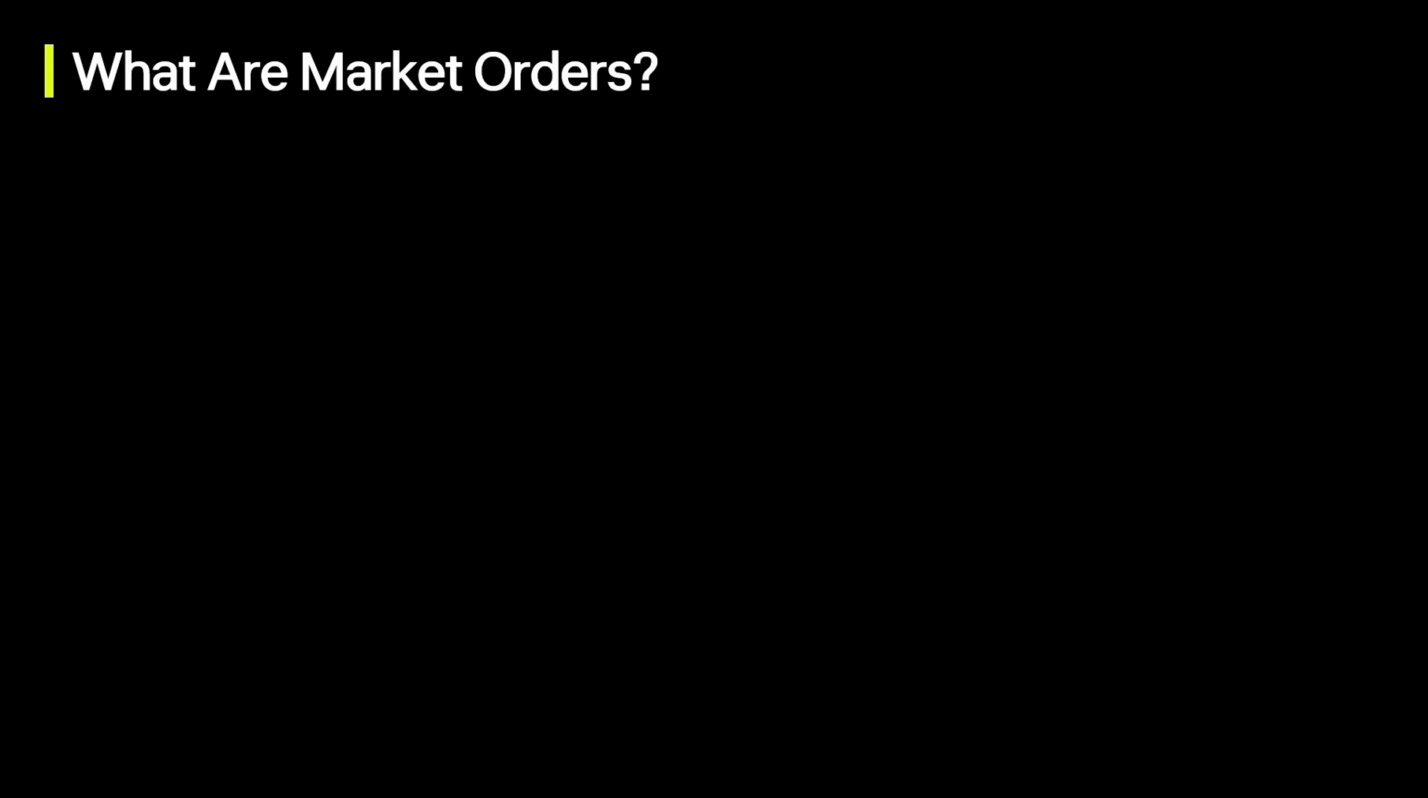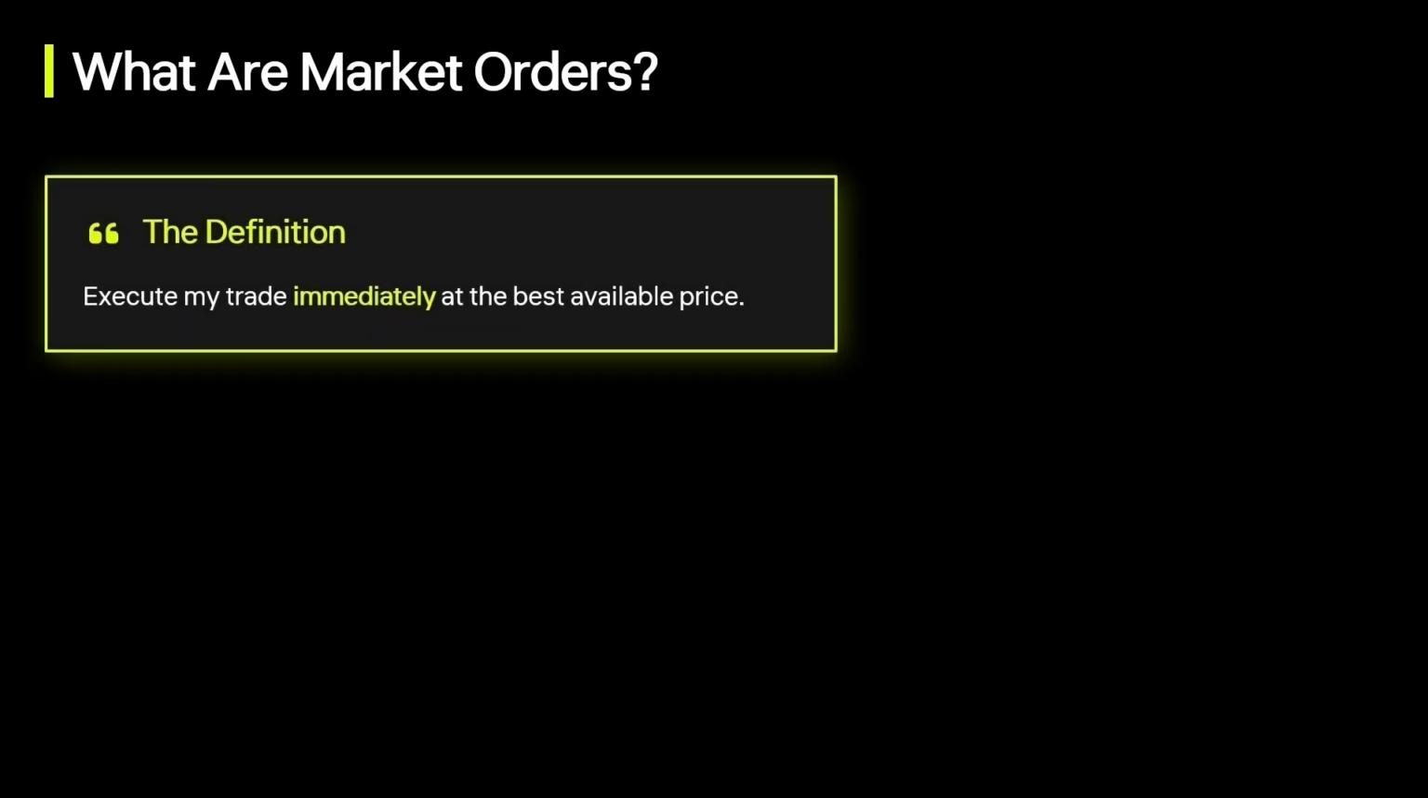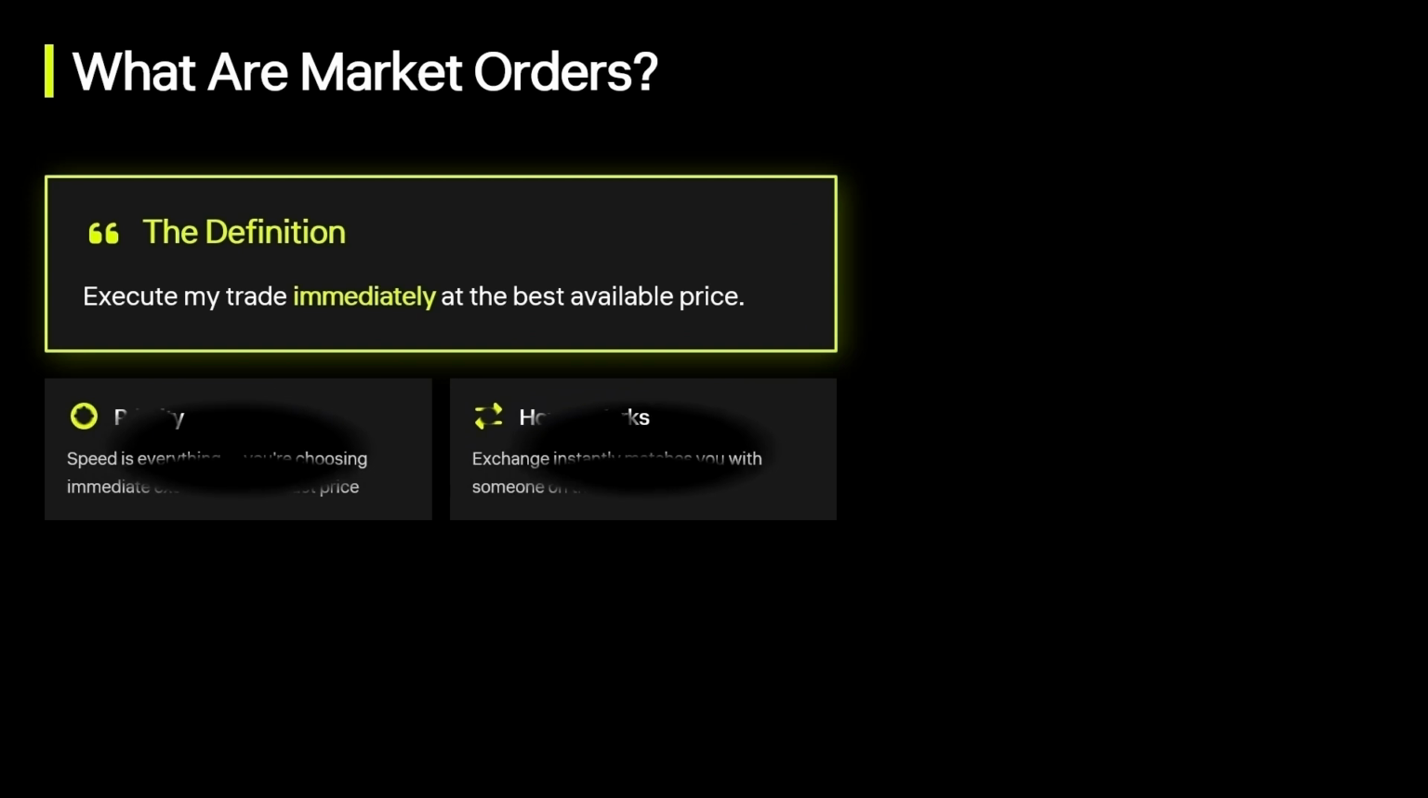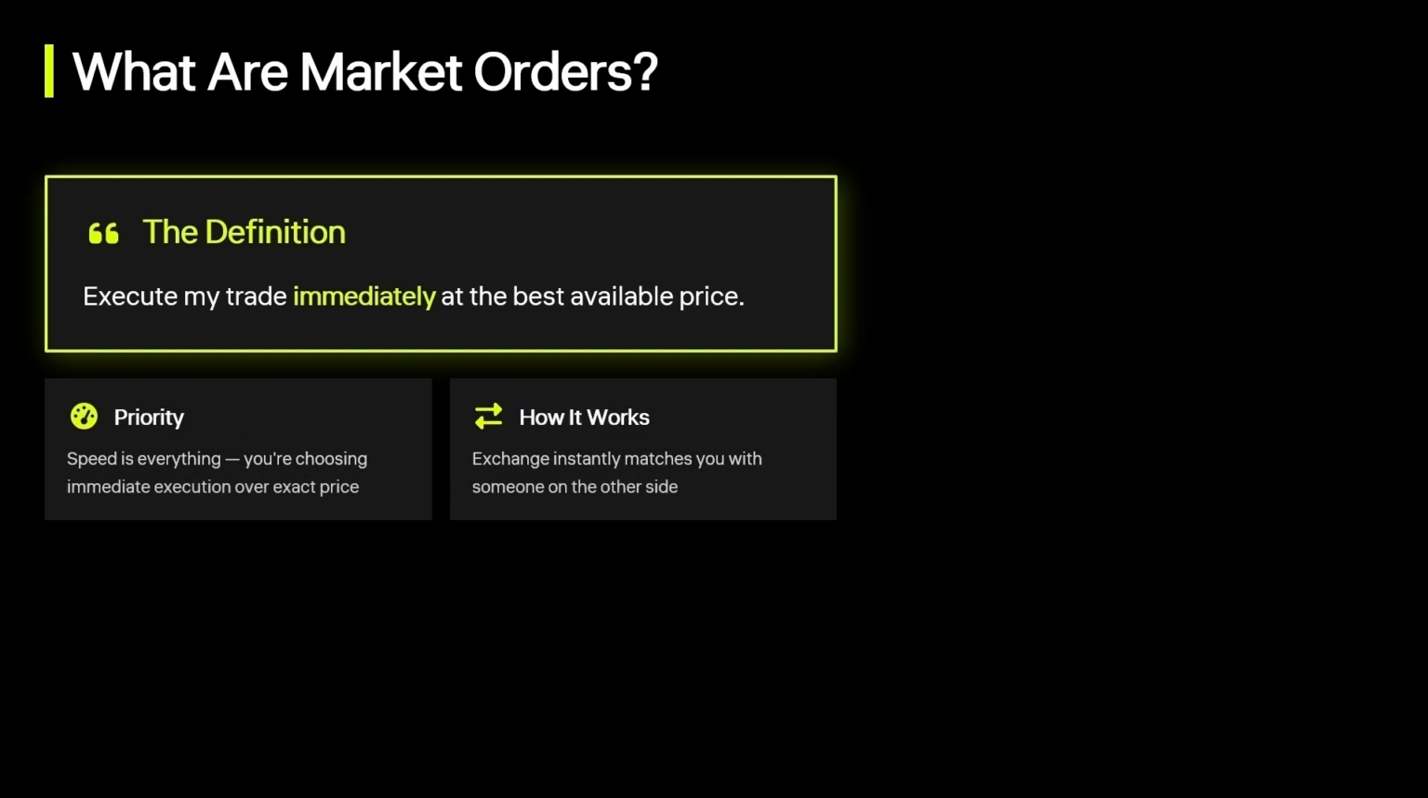A market order means you will execute my trade immediately at the best available price. Speed is a priority here. When you press the buy or sell using a market order, the exchange instantly matches you with someone on the other side of the trade. You're not choosing the exact price, you're choosing an immediate execution at the best available price.